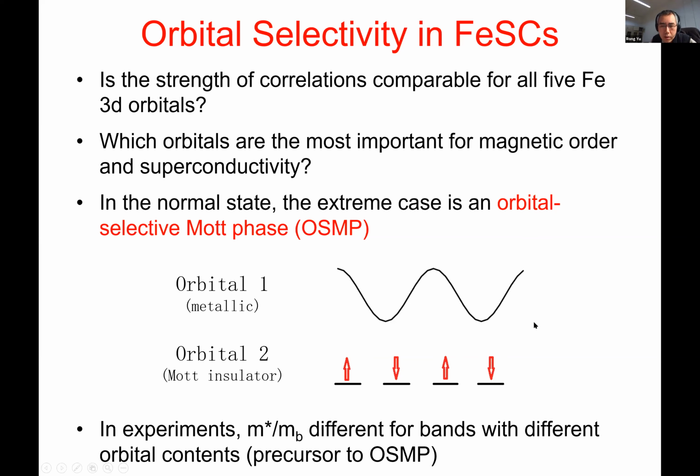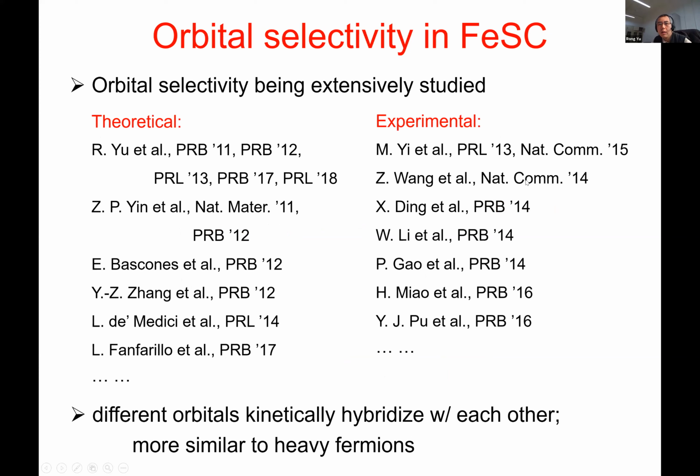In experiments, there are usually hybridizations between the different orbitals, and the orbital selectivity is usually measured by the effective mass renormalization factor, m star over m b. If we see a very strong orbital dependent mass renormalization factor, this usually corresponds to a strong orbital selectivity, which is a precursor to the orbital selective Mott phase. In the iron-based superconductors, this orbital selectivity has been extensively studied, both theoretically and experimentally.